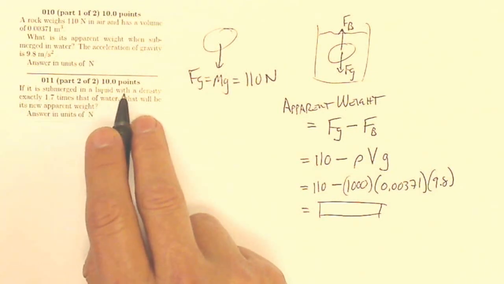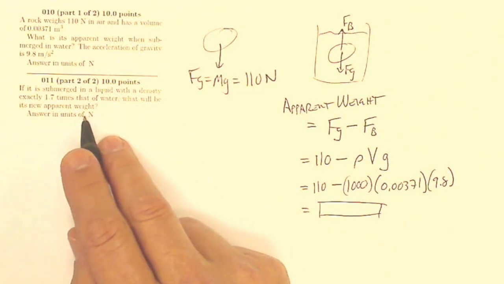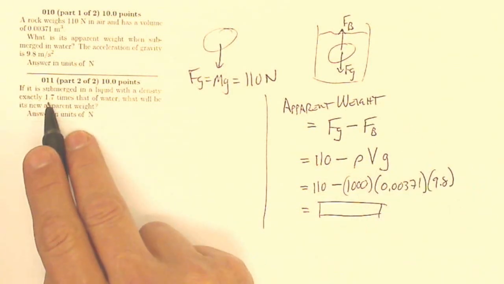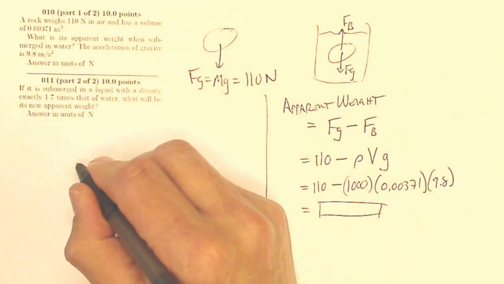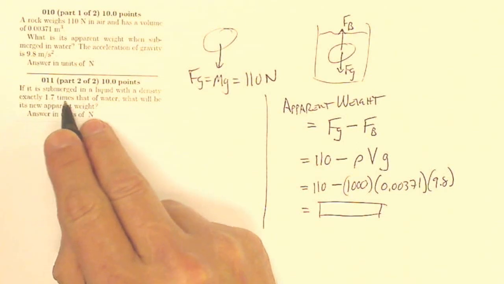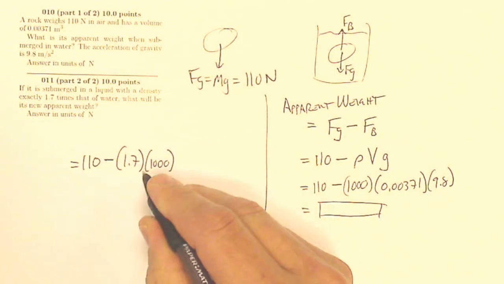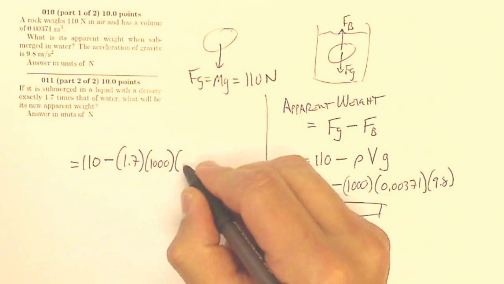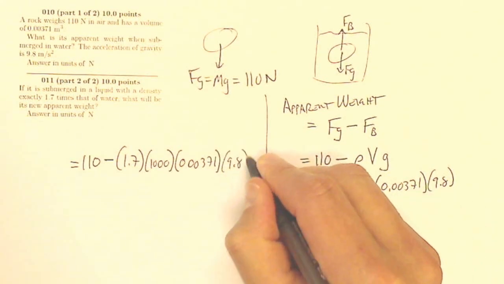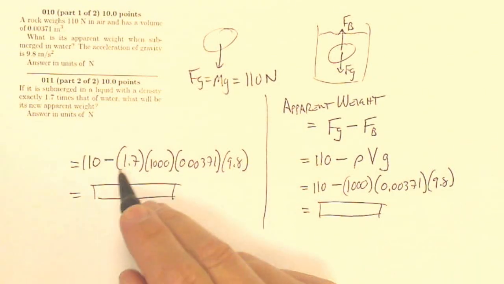If it is submerged in a liquid with a density exactly 1.7 times that of the water, what will be its new apparent weight? So now it's got an apparent weight there, and now we're going to do the same sort of thing, but I'm going to have a different density. So now my apparent weight is still going to be 110, but minus a new buoyant force. So it's 1.7 times that of water, so that's 1.7 times my 1,000, that's my rho. My v is still 0.00371, and my g is 9.8. So that will give me my new apparent weight when it's submerged in a heavier, more dense liquid.